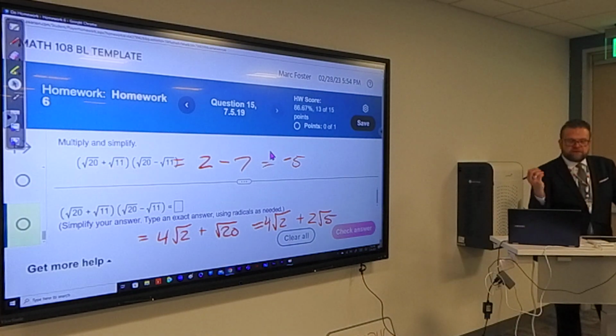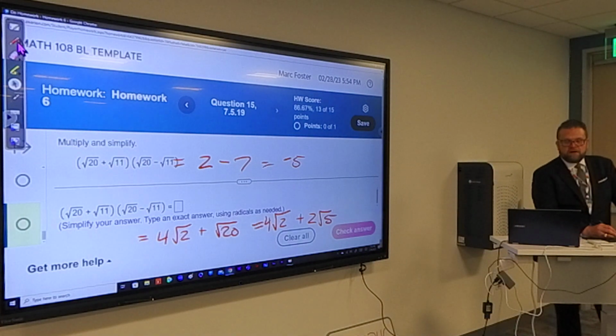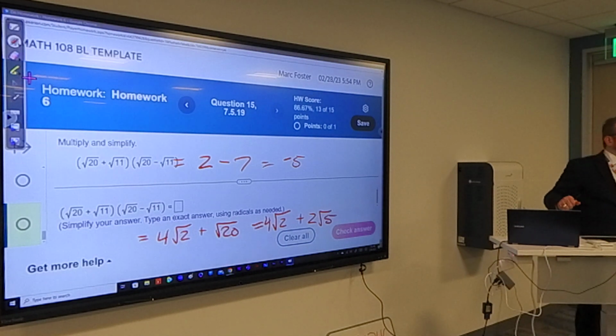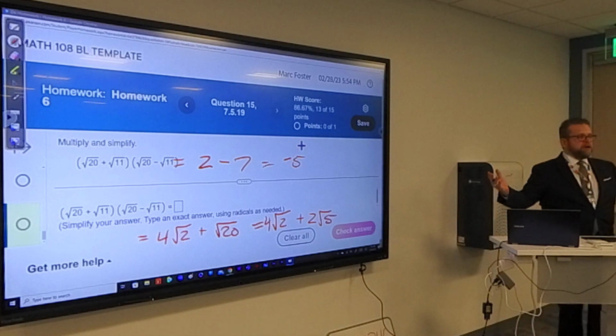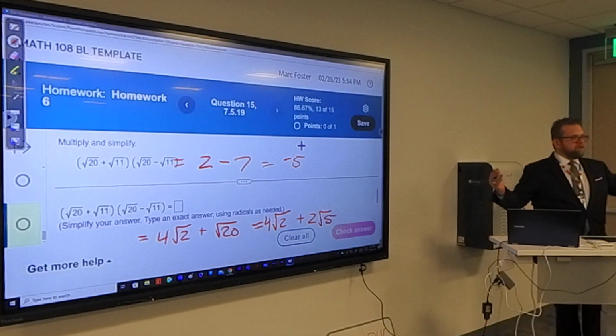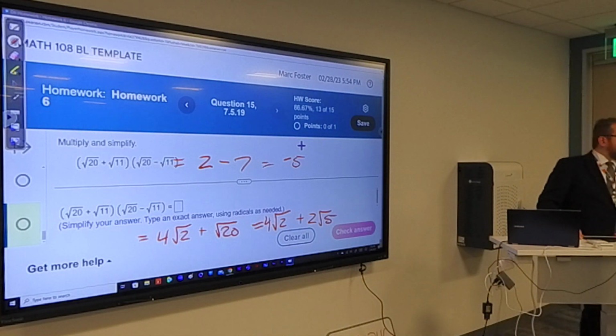So what's the answer to this last question? Too slow. What's the answer to the last question? 9. How do you know? It's 20 minus 11. It's the square root of 20 squared minus the square root of 11 squared. 20 minus 11.